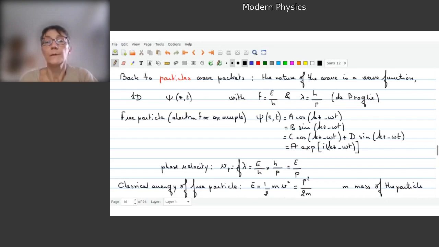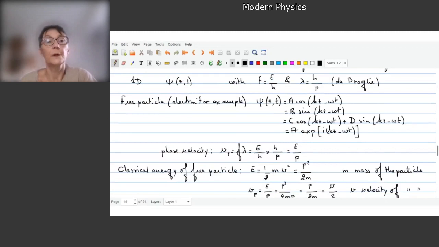And what we know, the starting of all this history with de Broglie, is this relation between the wave and the particle through h: f related to the energy, and lambda related to the linear momentum. If you take a free particle, for example a free electron, you can write that the wave function of this electron is a harmonic wave, a cosine function or a sine function or a superposition of cosine plus sine. It is very convenient and useful to use the exponential.